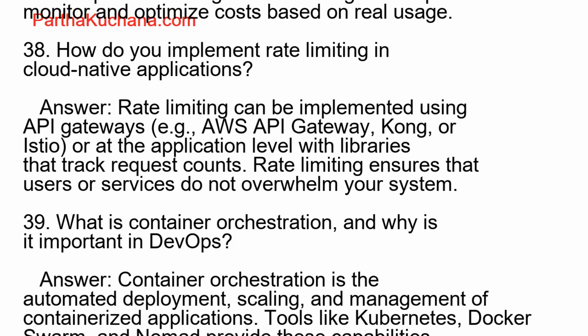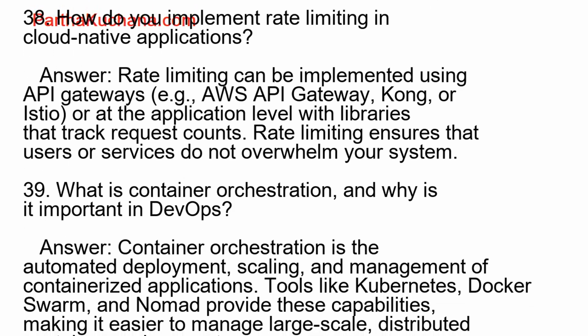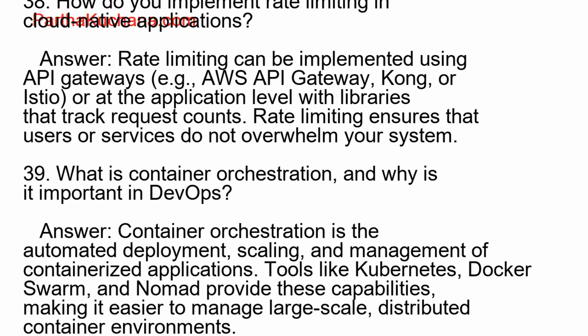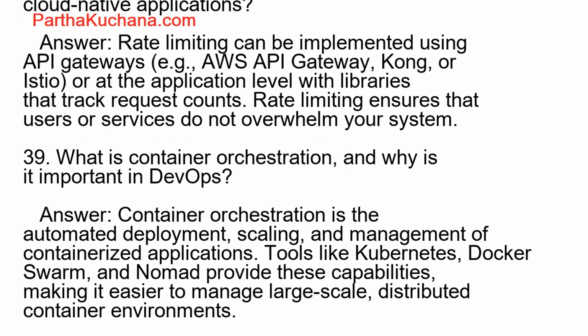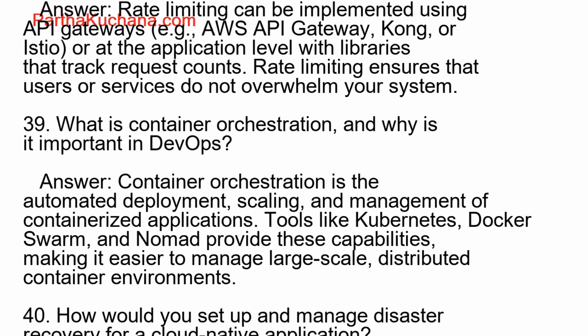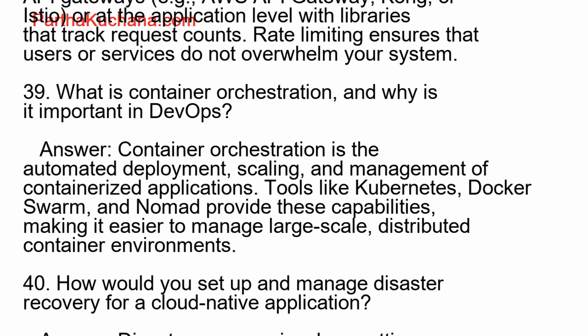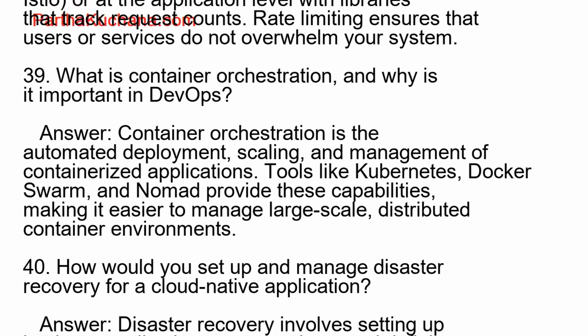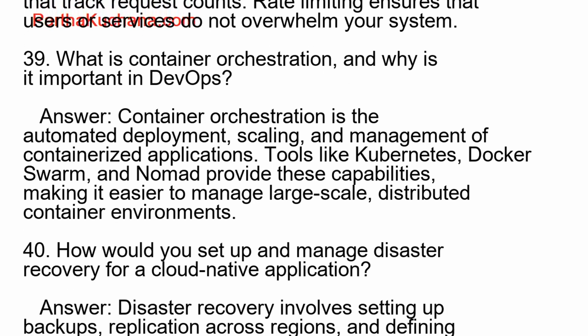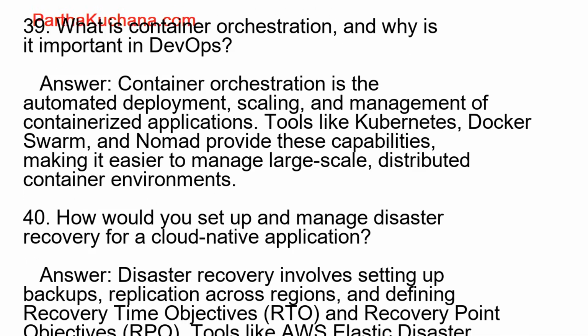40. How would you set up and manage disaster recovery for a cloud-native application? Answer. Disaster recovery involves setting up backups, replication across regions, and defining recovery time objectives, RTO, and recovery point objectives, RPO. Tools like AWS Elastic Disaster Recovery or Google Cloud Snapshots automate recovery processes in case of a failure.